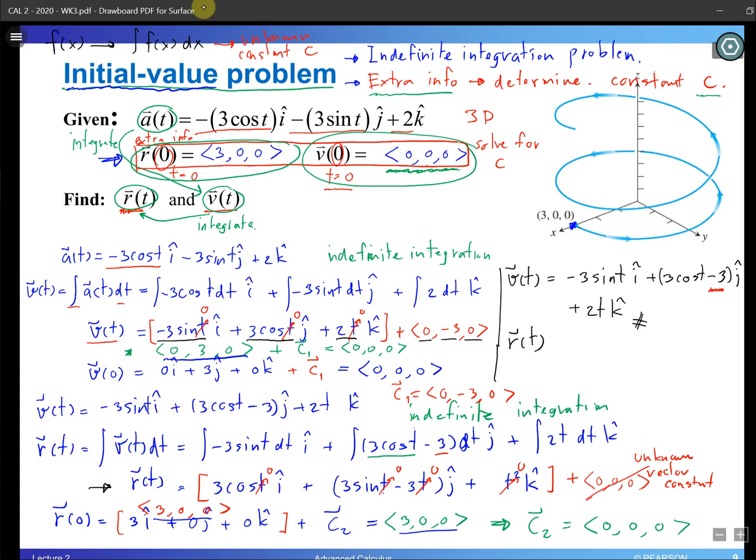So in the end, we have this r of t as a complete function. First component, 3 cosine t. Nothing changes. 3 cosine t i plus next component, the same thing, nothing changes. 3 sine t minus 3t j, and the last component we have this t squared k hat, right? So last component plus t squared k hat, and that is the complete vector function for the position vector.